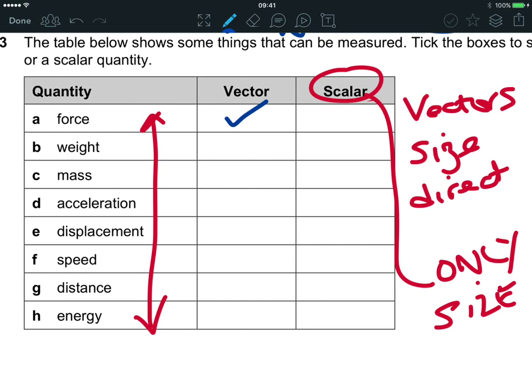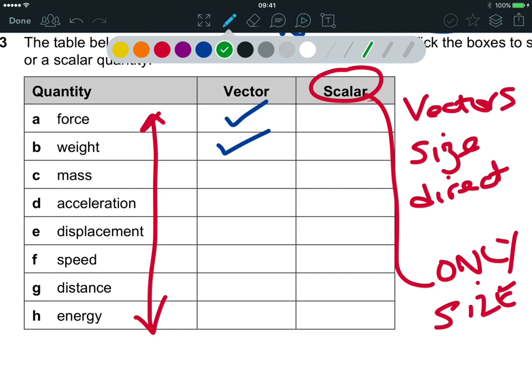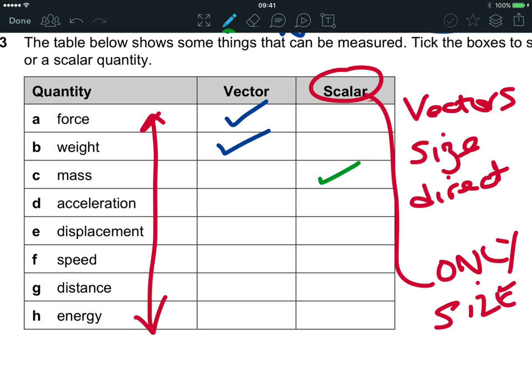Okay, weight. Now weight is gravity acting on your mass. It's pulling you downwards. It never acts upwards, it pulls you downwards, which means it's also a vector quantity because it has magnitude and direction. Mass, well, mass is just the amount of matter that is in your body. There's no direction element to that, so it is a scalar.